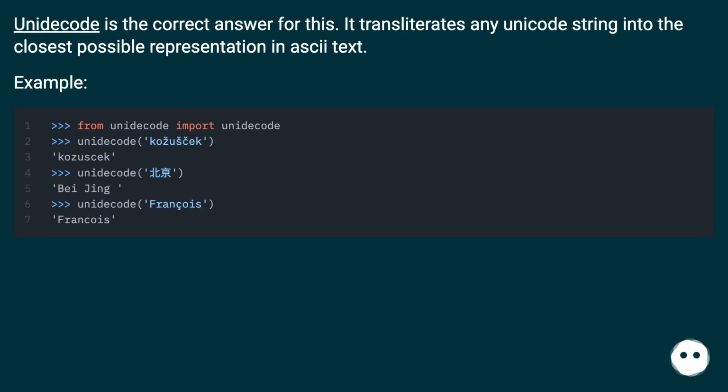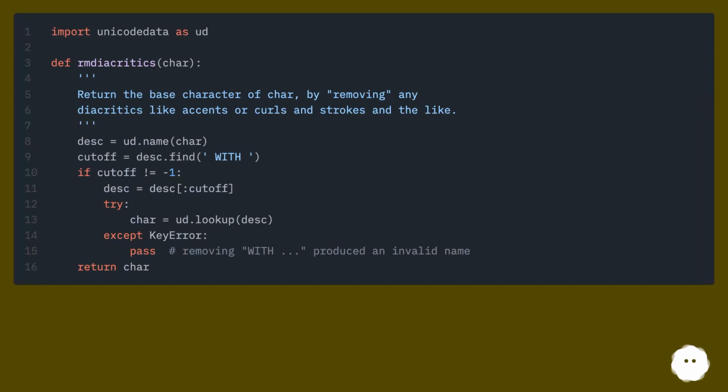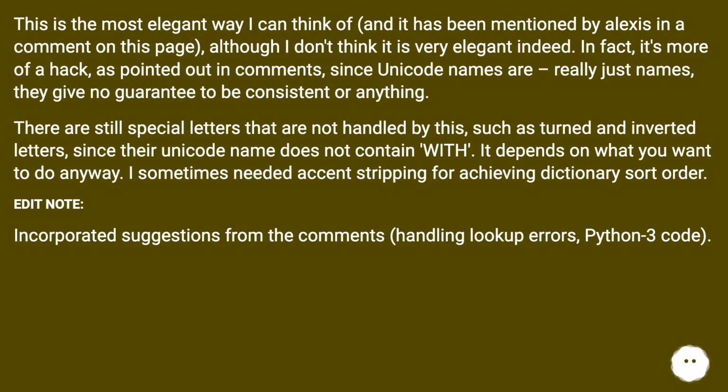Example. This handles not only accents, but also strokes, as in Ø, etc. This is the most elegant way I can think of, and it has been mentioned by Alexis in a comment on this page, although I don't think it is very elegant indeed.